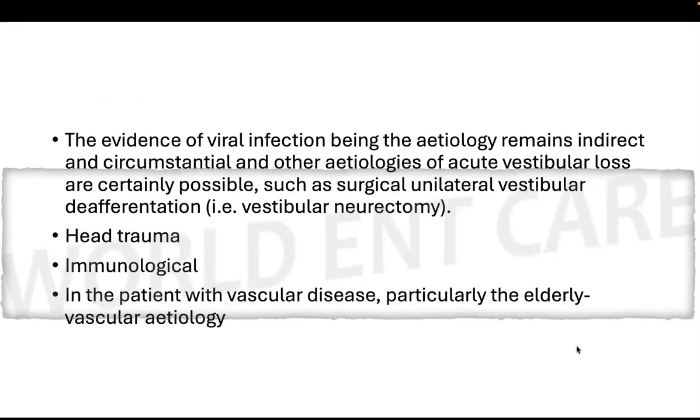Now, the evidence of viral infection being the etiology remains indirect and circumstantial, and other etiologies of acute vestibular loss are certainly possible, such as surgical unilateral vestibular deafferentation, that is vestibular neurectomy. Then head trauma may cause acute vestibular loss, and immunological cause have also been suggested. And in patients with vascular disease, particularly the elderly, a vascular etiology seems likely, but it is very rarely proved.